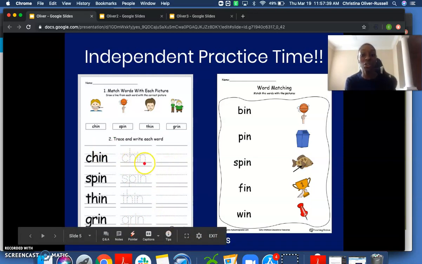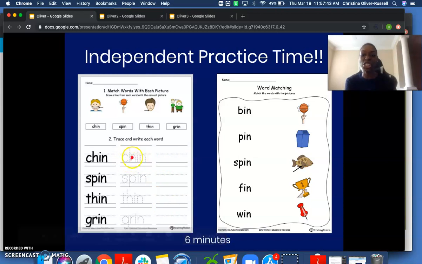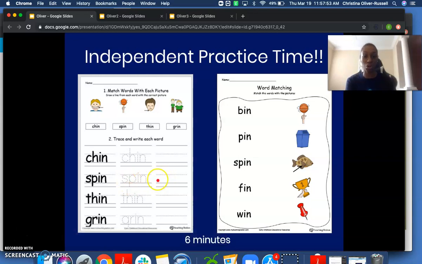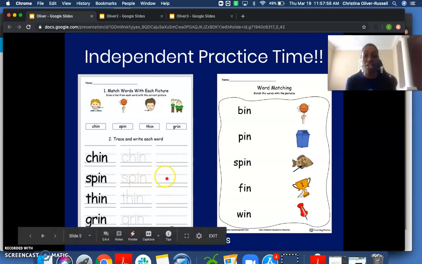But while you're tracing the word, I want you to say it. So you're going to trace it, chin, and you're going to write it, chin. You're going to trace it, spin, and then you're going to come over here and you're going to write it, spin. So you're going to trace it and then write it.